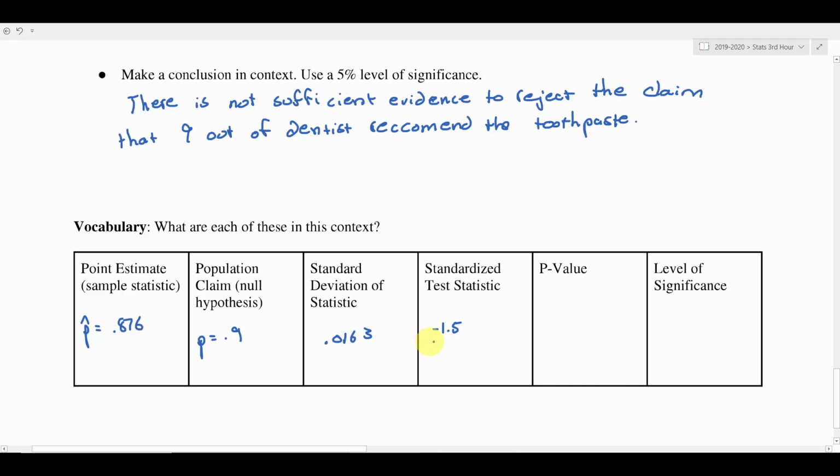Okay. So then we want to know, well, what's the probability of that happening? And what's the probability of getting that far away from what we expected to see? And that's what our p-value is. We calculated that to be 0.067. And then we compare that to the level of significance, which for this problem was 0.05. So 0.06 was greater than 0.05, which means we did not have enough evidence to reject the toothpaste company's claim. Okay. So that's your quick run through.